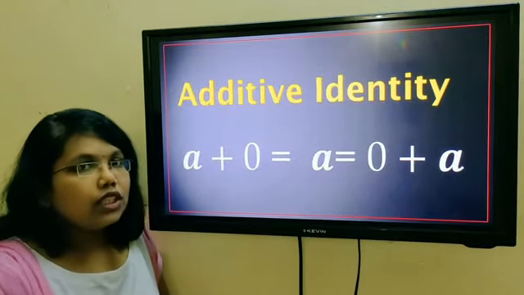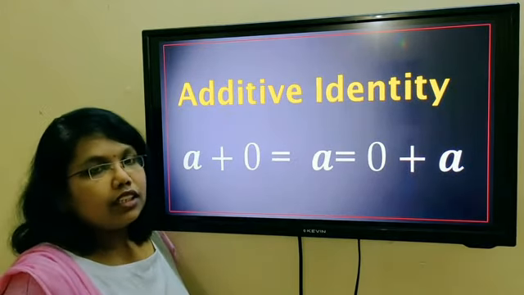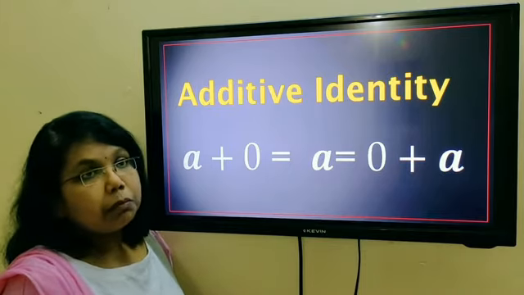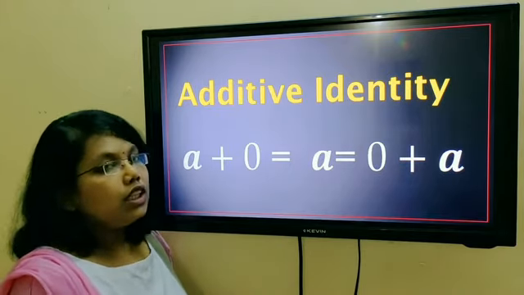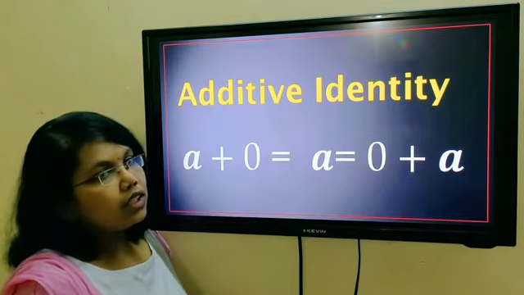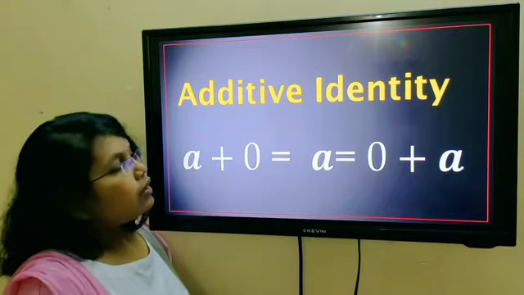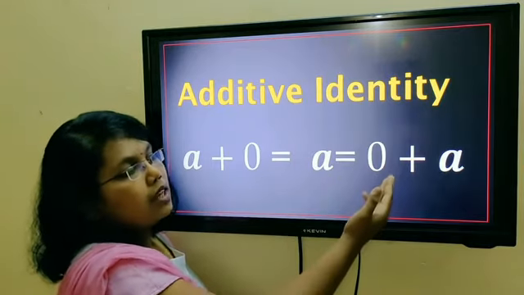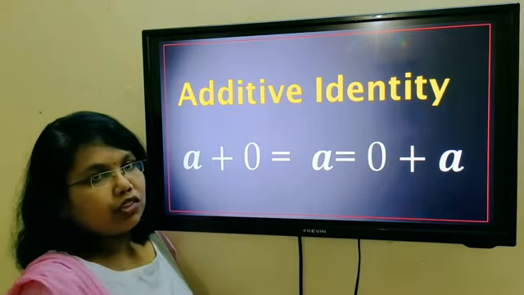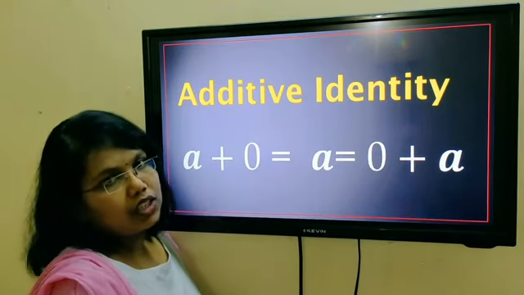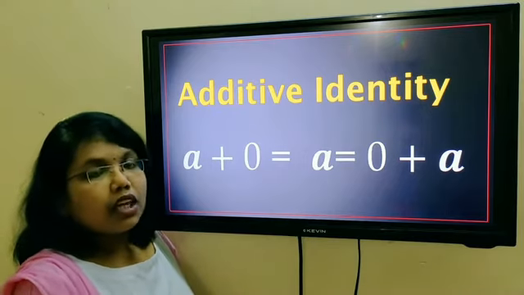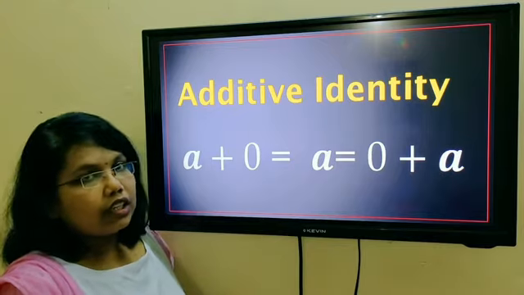Next we are going to do additive identity. Additive identity means an integer which is added to any integer but there is no change in the answer. That is additive identity. There is only one such number and that is 0. So here we have it written. A plus 0 equals A, same as 0 plus A. If you put 0 in the first place or second place, whenever you add any number with 0, your answer will remain the same. The identity of that number remains the same. That is why 0 is called the additive identity.